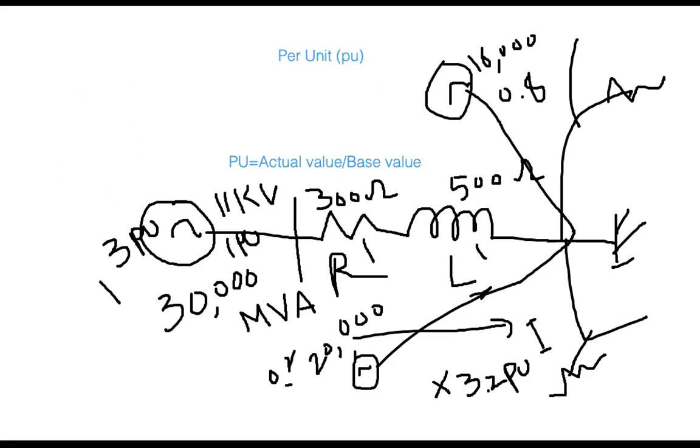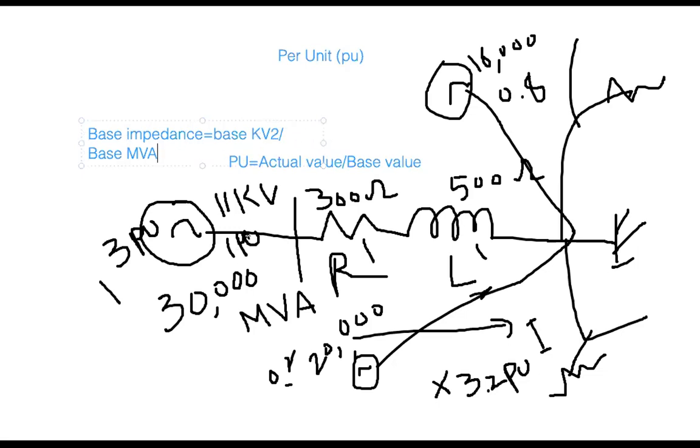So the base impedance is equal to base kV squared over base MVA. That is the definition for the base impedance.